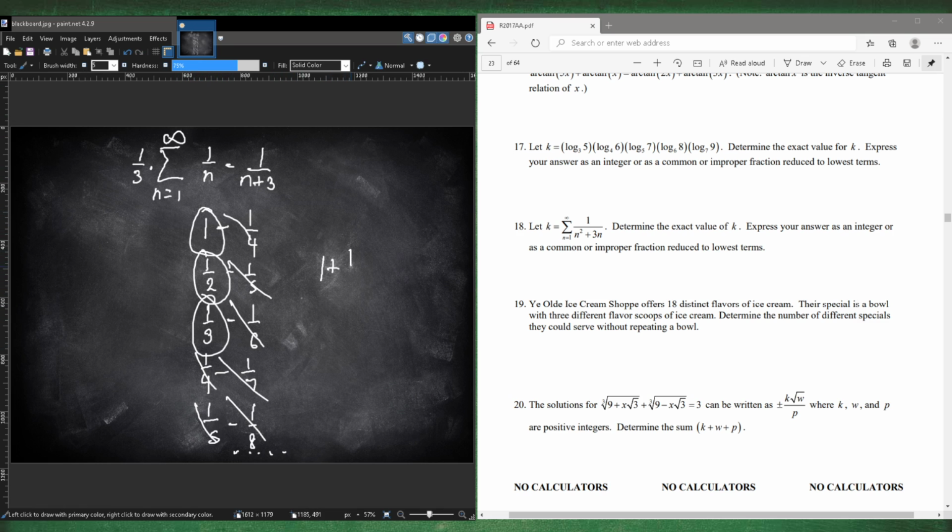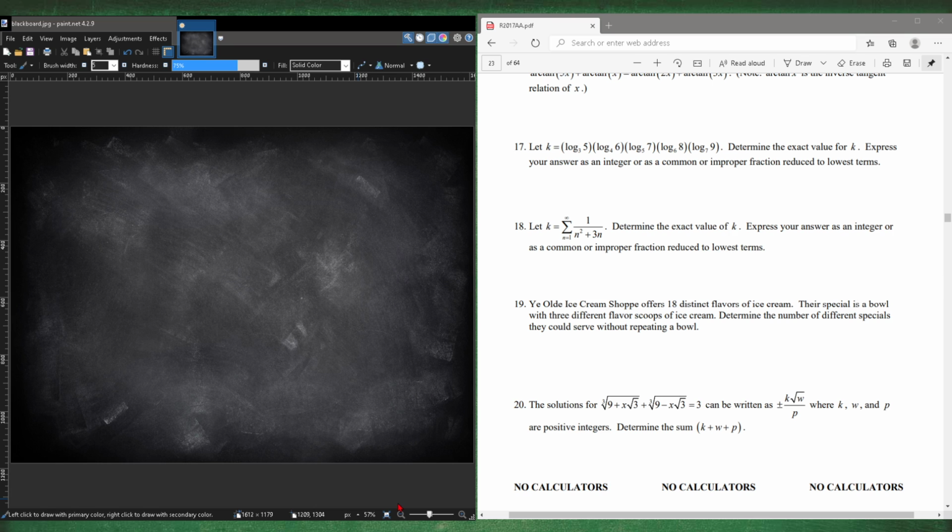So add those together: 1 plus 1/2 plus 1/3, because we're doing a summation. Sorry, this is 6/6, this is 3/6, and this is 2/6. So that's 11 over 6 together. And then remember, we need to multiply it by a third. That gives us 11 over 18, and that is our answer for number 18. So you basically just need to see a pattern in this equation.